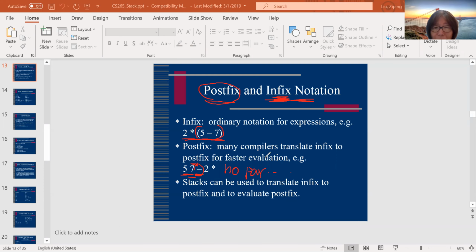A postfix expression, as it explains over here, is faster when you do the evaluation, especially for computers. So the very first application we are going to learn is how to convert infix to postfix.